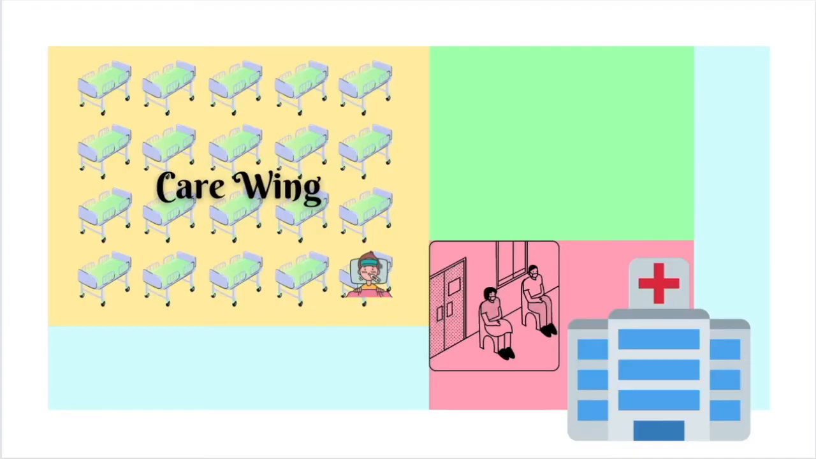This box portrays the aerial view of the hospital. Each time a new patient enters the hospital with this disease, they are taken to the care wing, which is highlighted in yellow. The care wing has been designated as the spot to keep patients for this specific disease.